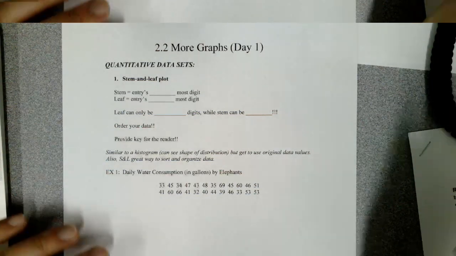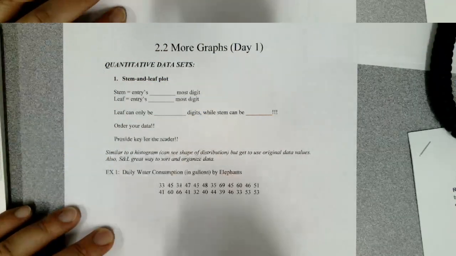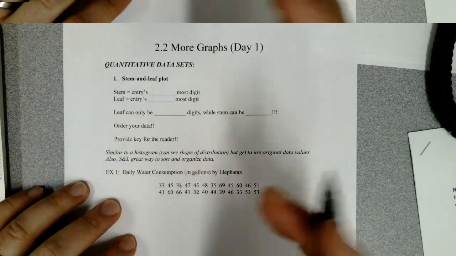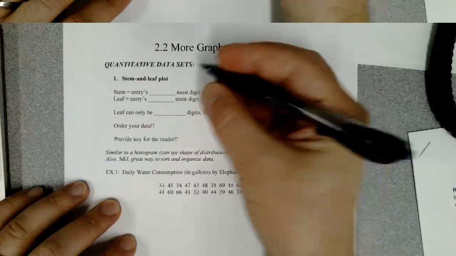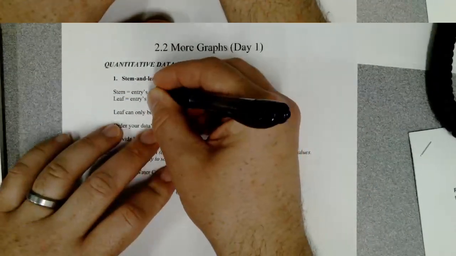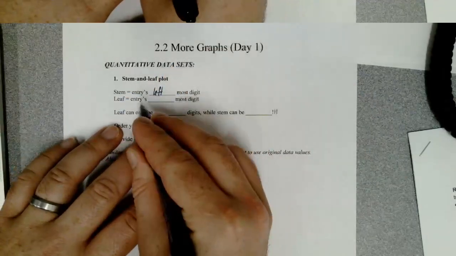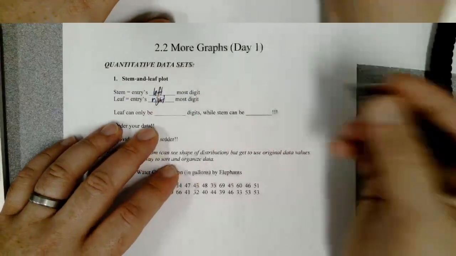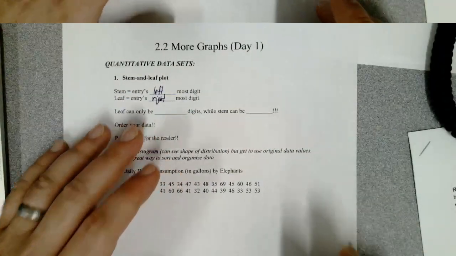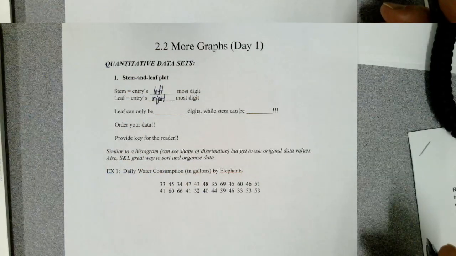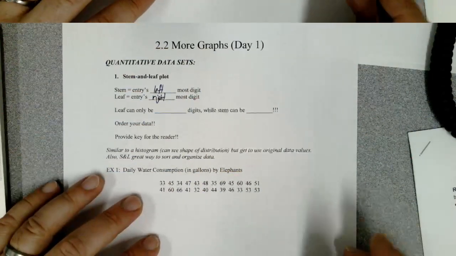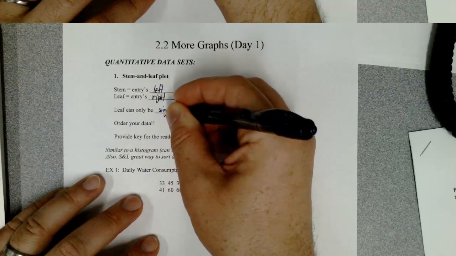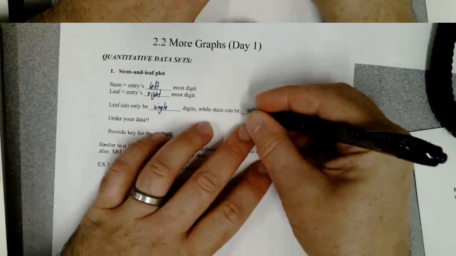First off, we're going to look at a stem and leaf plot. The trick here is the stem is going to be the leftmost digit or digits, but we'll talk about that in a second. That one is multi-digit. And the leaf is the small part. It's the rightmost digit, usually the ones spot of our digits. So the leaf can only be a single digit, but a stem can be multiple digits.